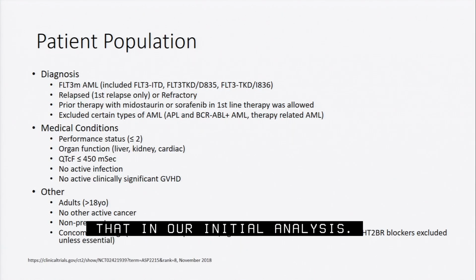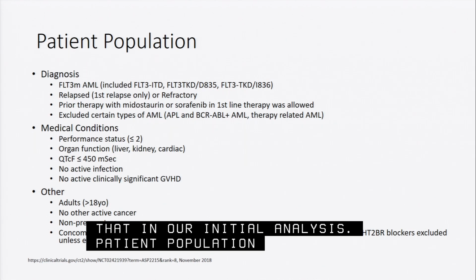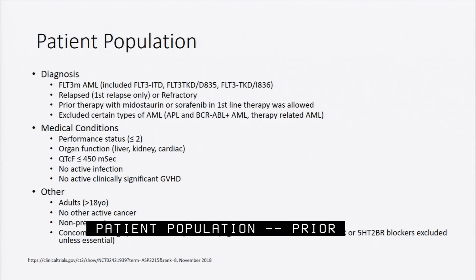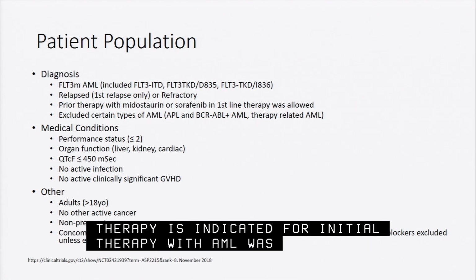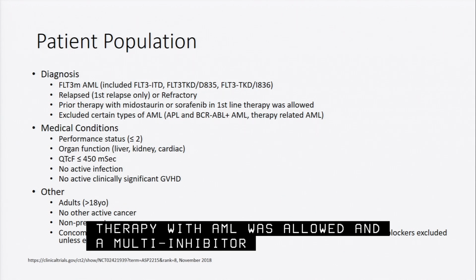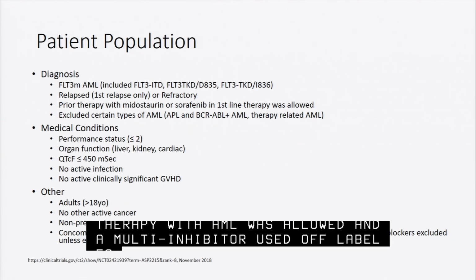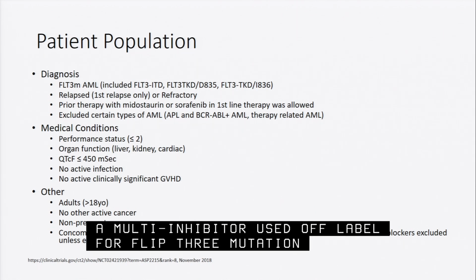The patient population, obviously, were patients with FLT3 mutation positive AML. They could be relapsed, however, it was only the first relapse that was allowed, or refractory to their initial treatment. Prior therapy with midostaurin, which is another FLT3 inhibitor, but it is indicated for initial therapy with AML, was allowed. And sorafenib, which is a multi-kinase inhibitor that is often used off-label for FLT3 mutation positive AML, was allowed as well. We excluded certain types of AML like APL and BCR-ABL positive AML.